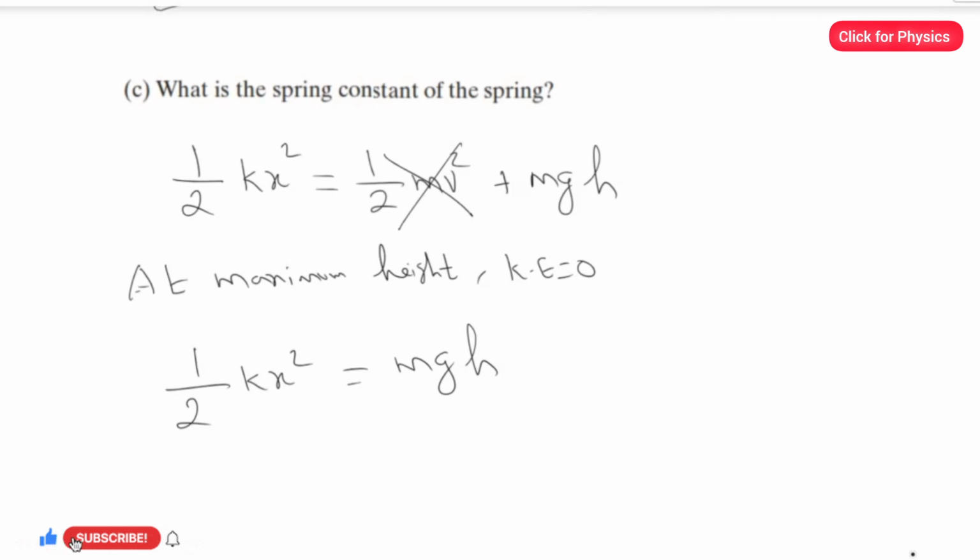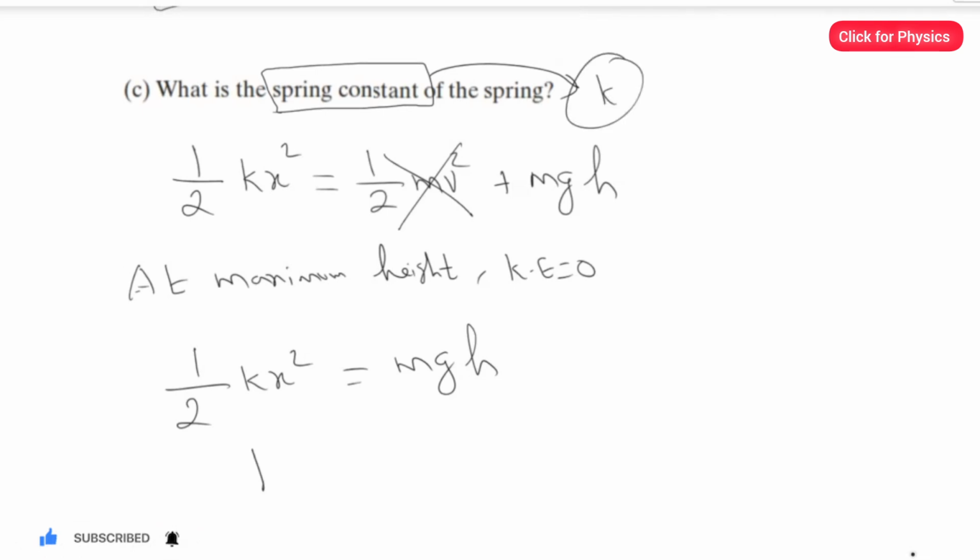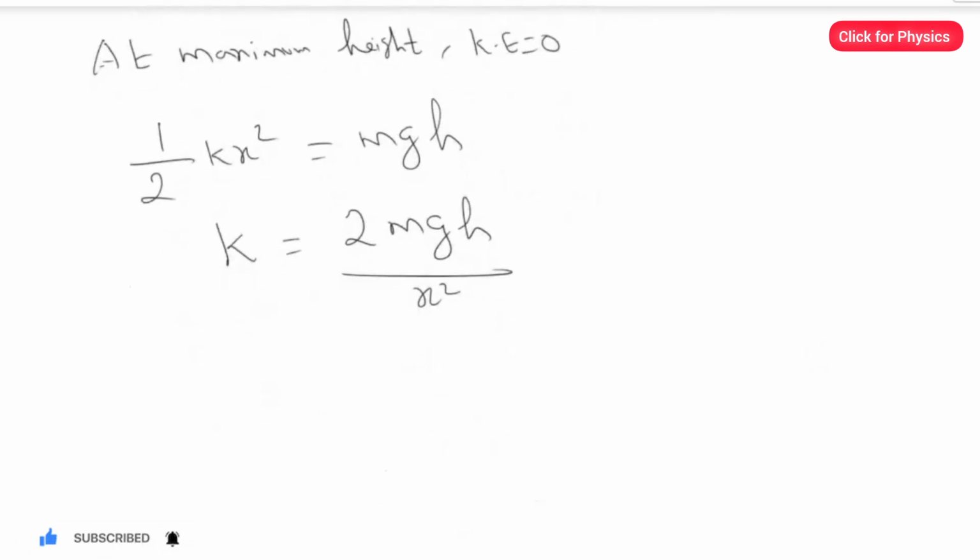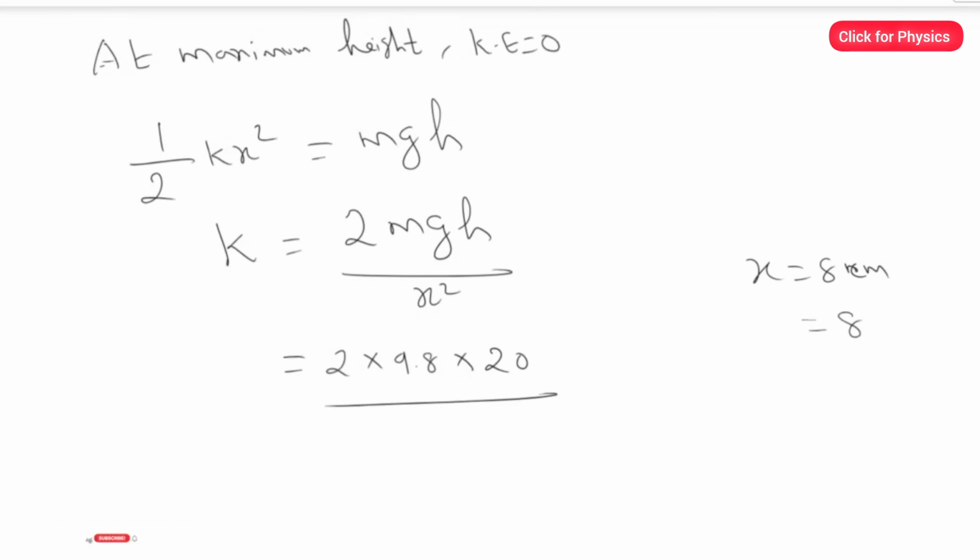So when you rearrange this equation, because we are going to find the spring constant, here the spring constant is nothing but the k. So we have to rearrange this equation in terms of k. Therefore, k is equal to 2 multiplied by mgh divided by x square. Now I'm going to substitute the value here. 2 multiplied by 9.8 multiplied by the height, the maximum height is 20 meter, divided by the spring is compressed to 8 centimeter. So here the x value is 8 centimeter, which is already given in the question. So in terms of meter, we have to divide by 100. So 8 multiplied by 10 power minus 2 meter.